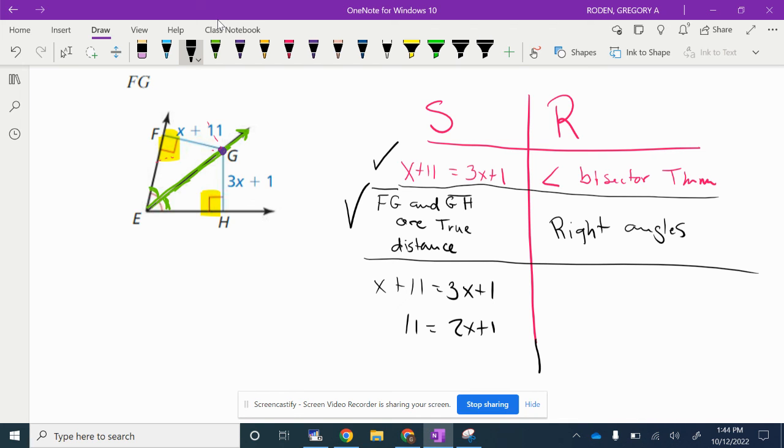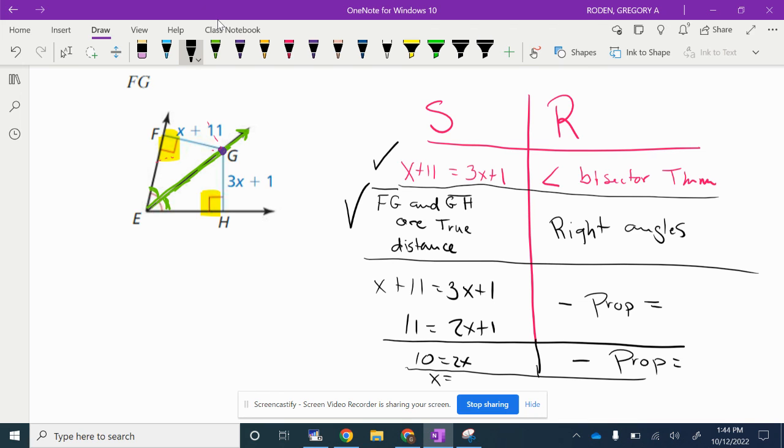And what's the reason there? The subtraction property of equality. Yep. And then what's next? You would subtract 1 from each side, and you'd get 10 equals 2x. Again, subtraction property of equality, right? And then you would divide both sides by 2. So you get x equals what? x would equal 5. And what is that? This is the division property. Yep.